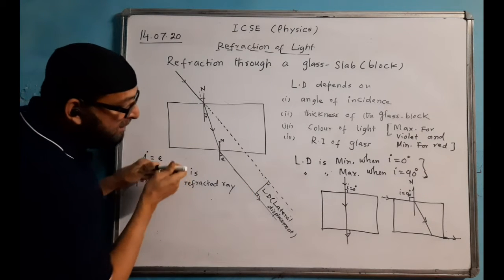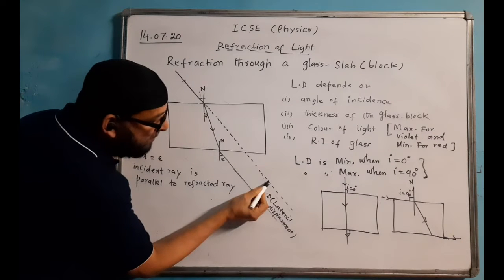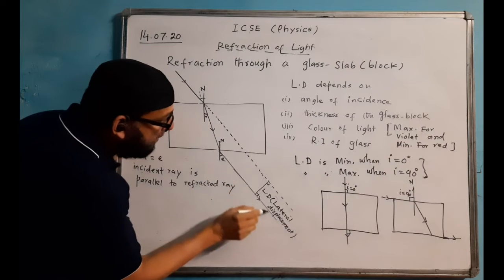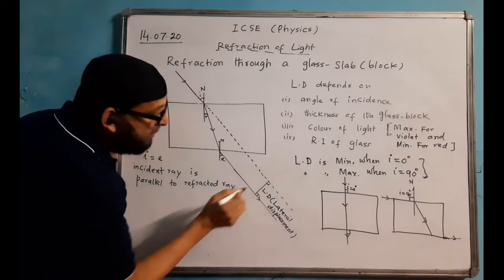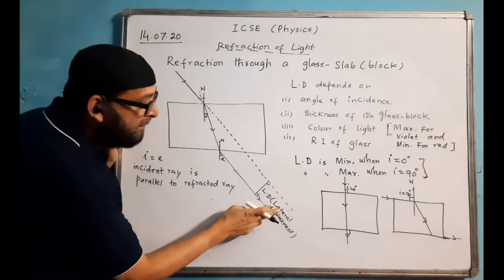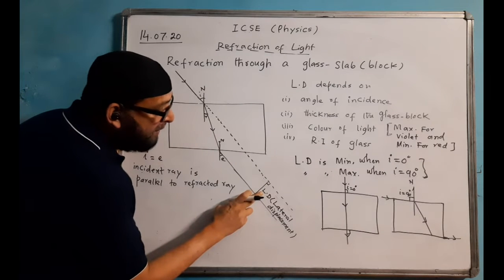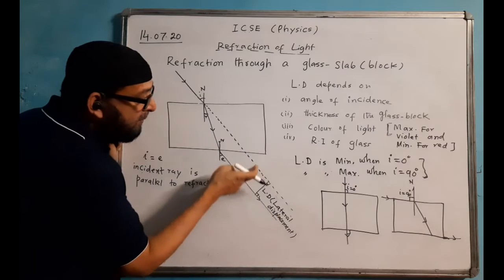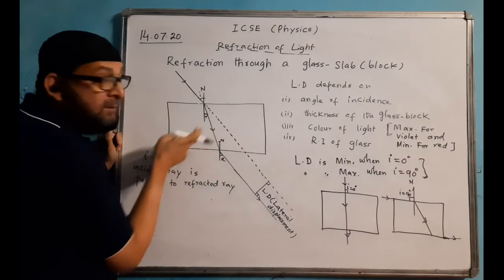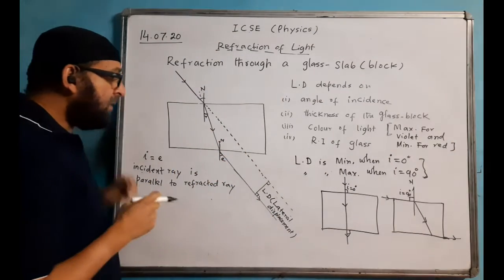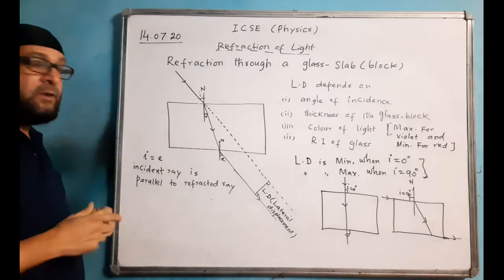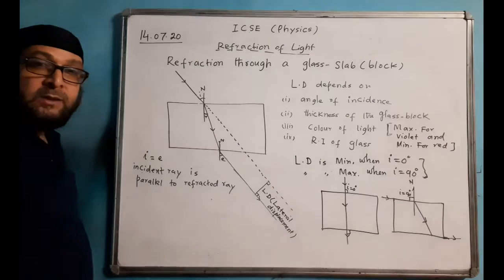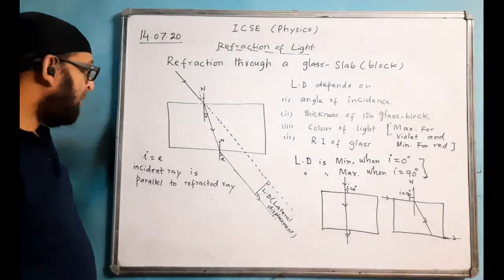The shortest distance, or the perpendicular distance, between the incident ray produced and the emergent ray is called lateral displacement. I have written it here. And in short we write LD. This gap, this distance, is called lateral displacement, which will be the same everywhere because the lines are parallel. So this will be the same everywhere. The shortest distance between the incident ray produced and the emergent ray is called lateral displacement.